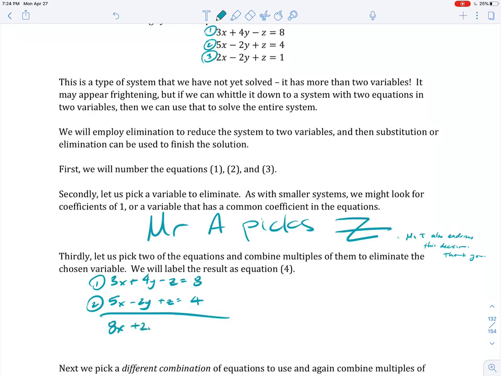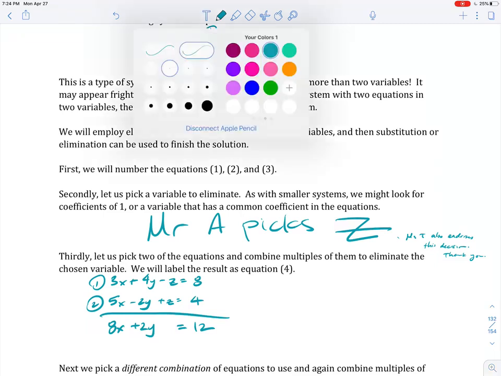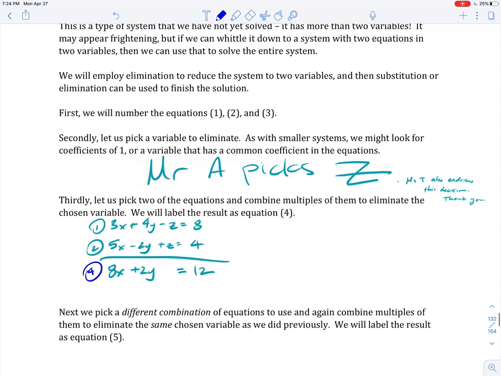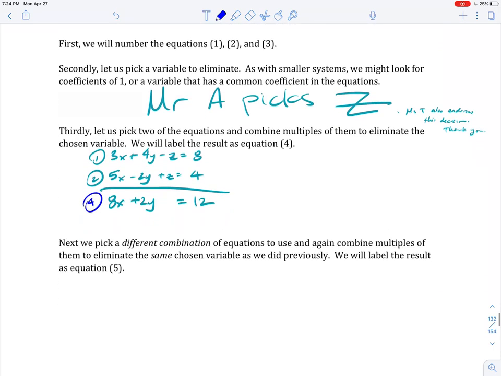And when I do, I say 3x plus 5x is 8x. 4y plus negative 2y is 2y. Negative z plus z is nothing. It's dead to us. And 8 plus 4 is 12. This we will call equation 4.